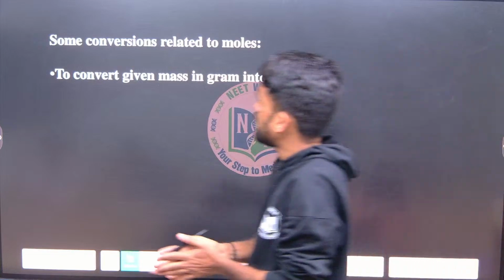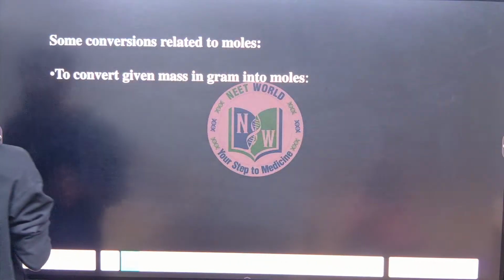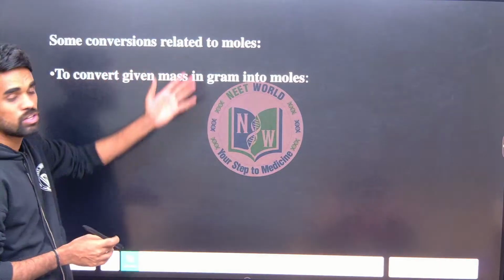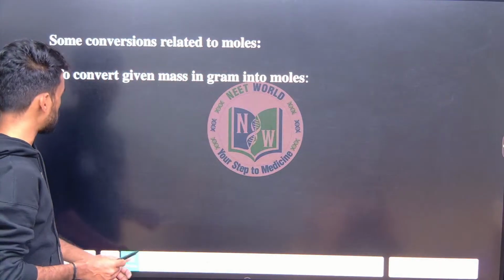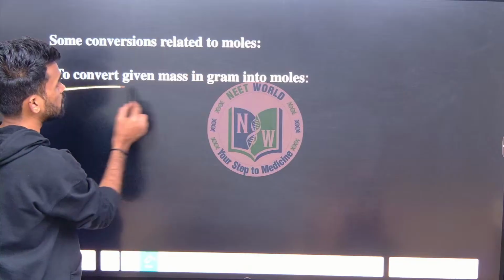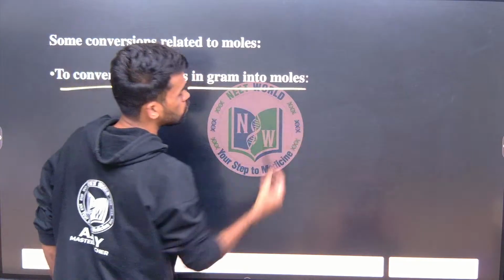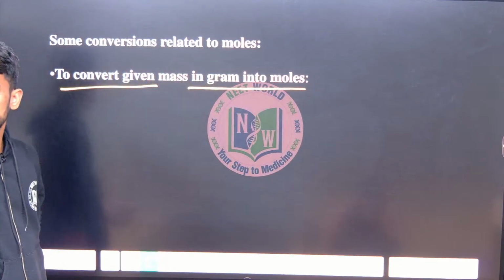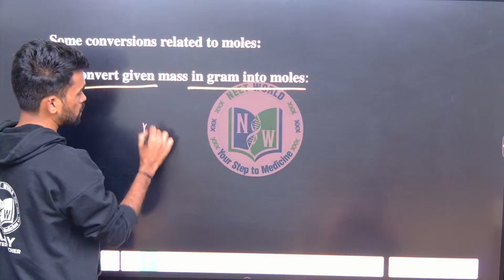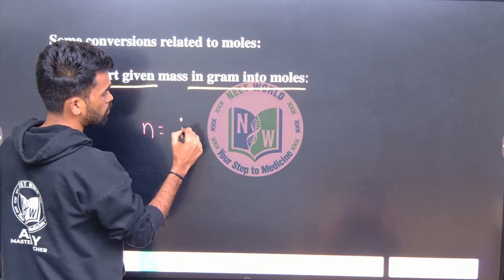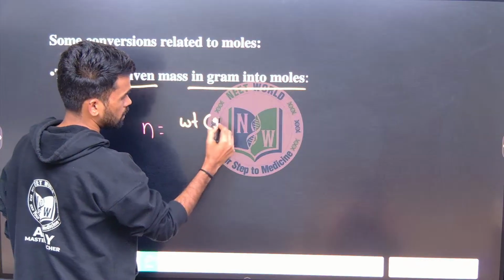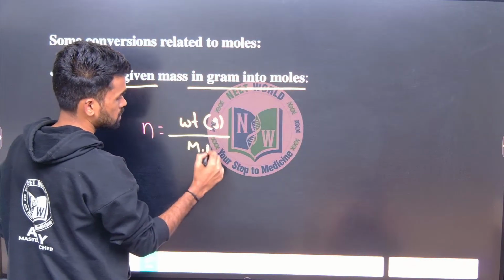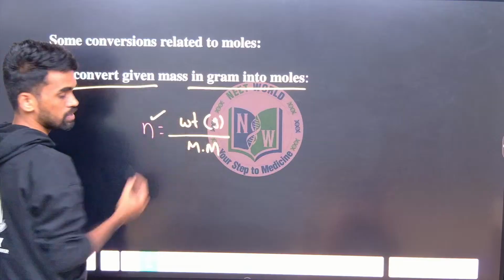Okay, so let's discuss some conversions related to moles. First one is to convert given mass in grams into moles. What is the formula we have? Number of moles equals given mass divided by molar mass, right? We will get the number of moles of that substance.